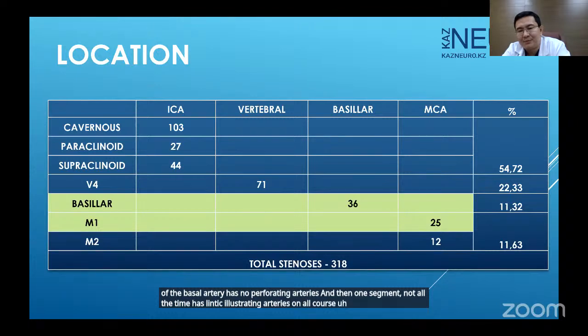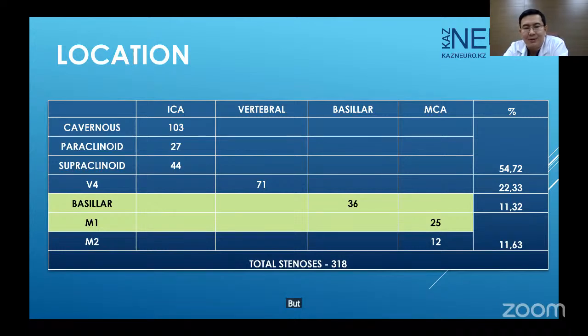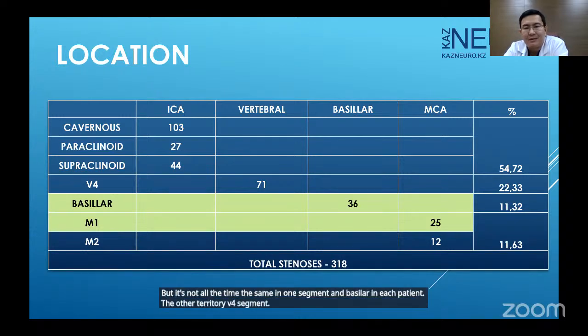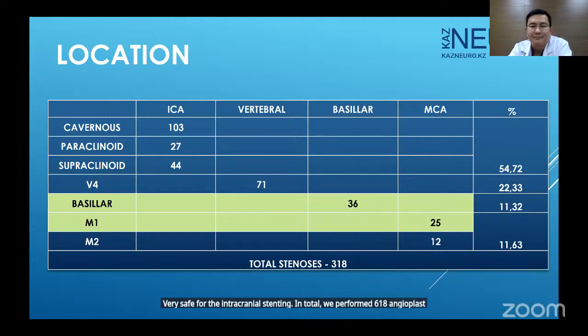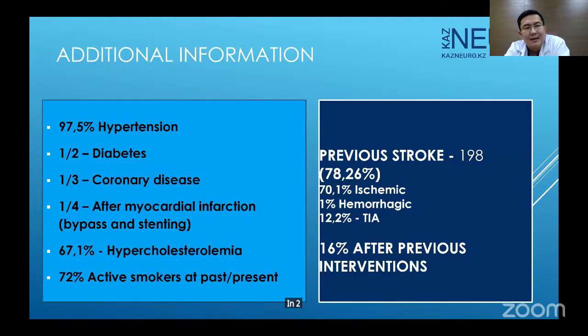Sometimes they are in the proximal part, sometimes in the distal, but it's not always the same in the M1 segment and basilar in each patient. The other territory, V4 segment, is frequent. The ICA territory nearly has no perforating branches. That's why those territories are very safe for intracranial stenting. In total, we performed 318 angioplasty and stenting procedures in 250 patients.